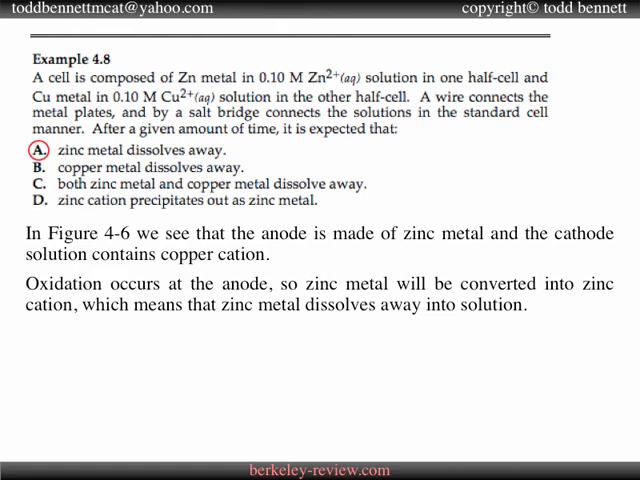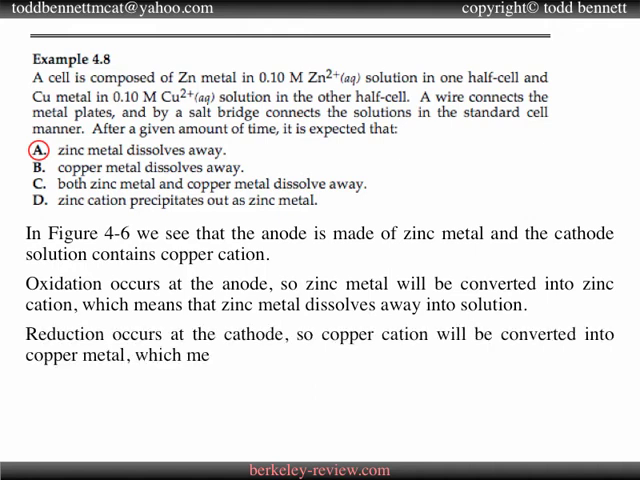I put a circle there picking the answer for now, but I could have made a tactical mistake. I'm kind of jumping the gun. I haven't looked at the other answer choices. Have to be really careful to do this. Sometimes there's 2 right answers, one is better than the other. So let's go ahead and consider the rest. Copper metal is not dissolving away.